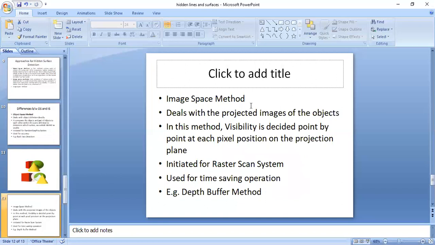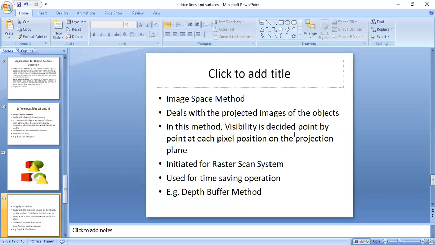It deals with the projected images of the object. That means it works with the screen coordinate. So we first project the image, and after that we apply the hidden surface removal algorithm. We apply the hidden surface removal algorithm to the screen coordinate. That is the basic difference between image space and object space.